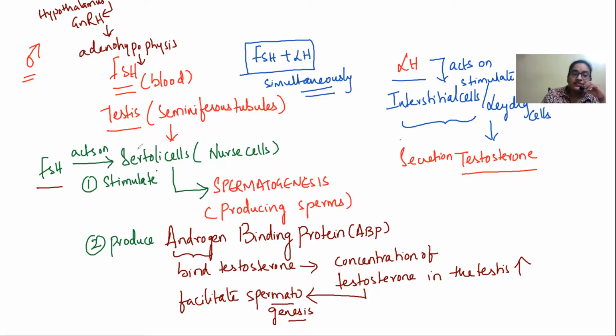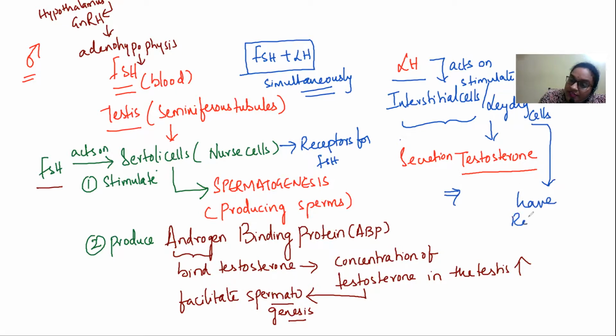Now, the Sertoli cells have the receptors for follicle stimulating hormone. And luteinizing hormone, what does it act on? The interstitial cells, or Leydig cells, have the receptors for LH. This is the way they act. I hope now you have understood how FSH and LH work differently in the male as well as the female reproductive tract, children.